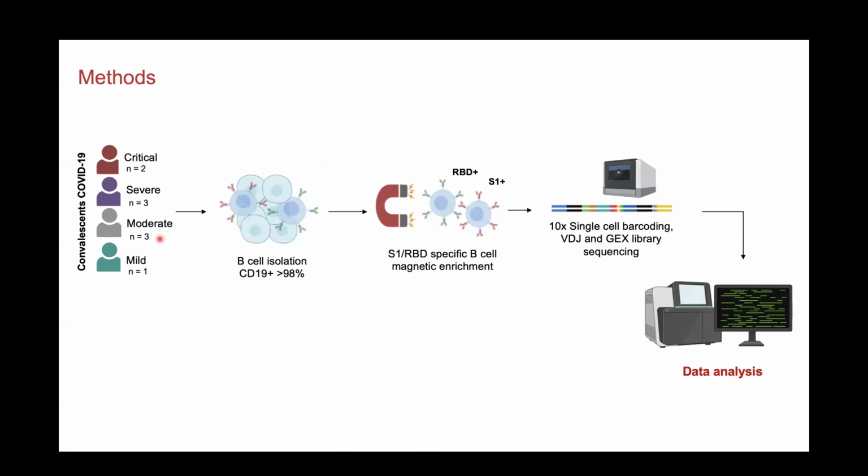First, we select convalescent COVID-19 patients with different clinical manifestations. We collect blood samples from them, and then we isolate the B cells to perform the S1 and RBD specific B cell magnetic enrichment. Once we have these protein-specific B cells, we continue with the single-cell 10x barcoding, followed by BCR and gene expression library sequencing. When we obtain the sequences, we continue with the data analysis.